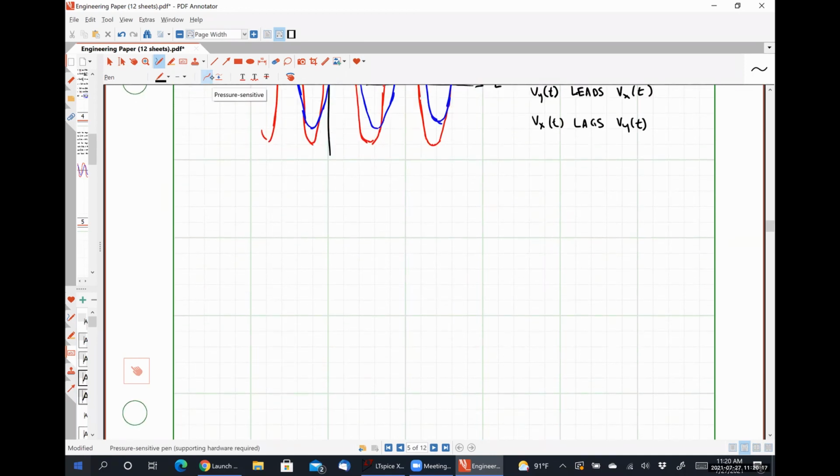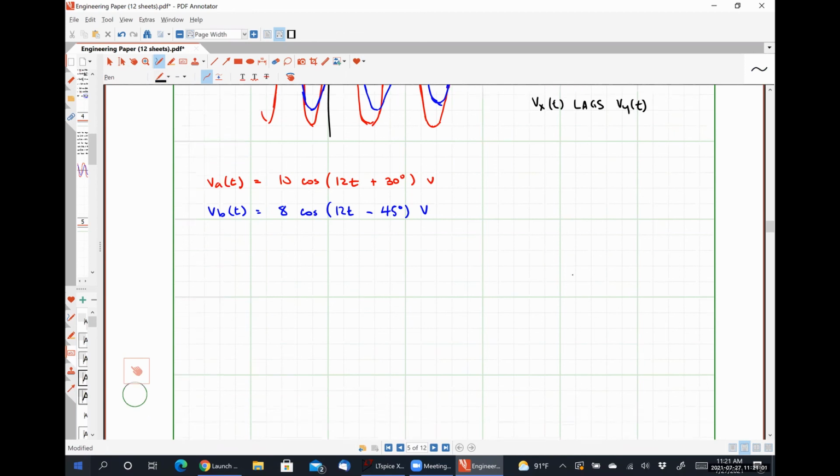So let's say that I have some signal Va of t that is 10 cosine 12t plus 30 degrees volts, and a signal Vb of t that is 8 cosine 12t minus 45 degrees volts. I'm choosing those angles because I can draw them reasonably well.